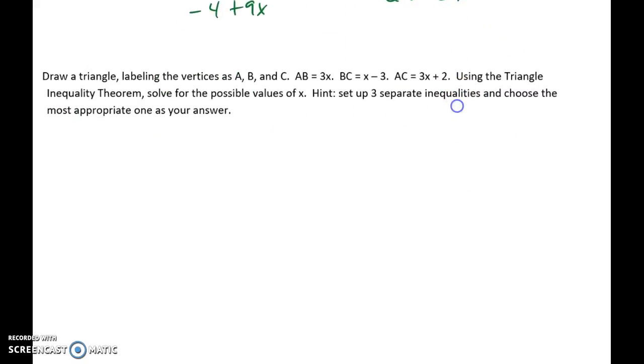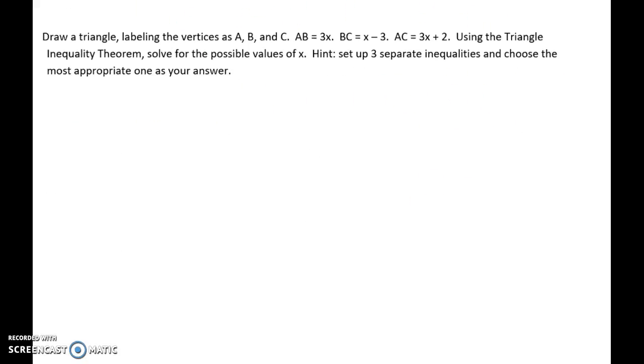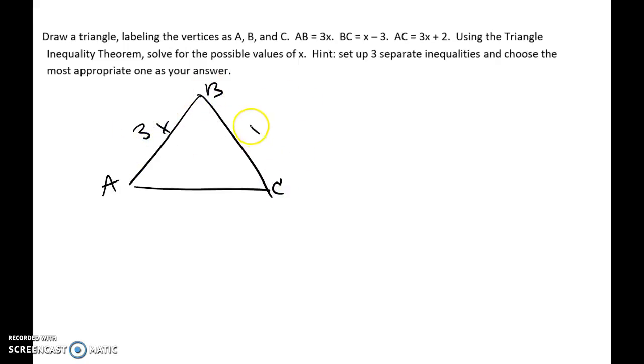Moving on. All right, I'm not going to do this whole thing. I'm just going to get you started. If you read this, draw a triangle, labeling the vertices ABC. AB is 3x. BC is x minus 3, and AC is 3x plus 2. Using the triangle inequality theorem, solve for the possible values of x.